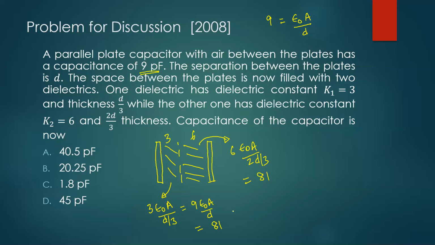So now when you have such dielectrics, it's like 2 capacitors in series. If you have 2 capacitors in series, you will get half of this. Both are 81, 81, so it will be 40.5 picofarads. You understand?